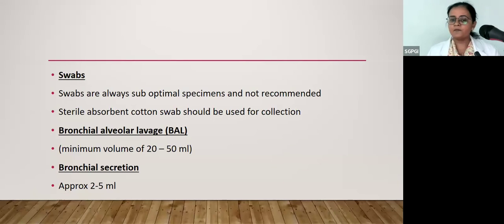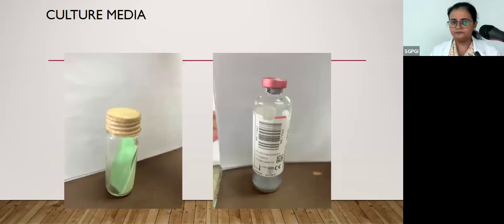Swabs are always suboptimal specimens and not recommended. A sterile absorbent cotton swab should be used for the collection. Bronchoalveolar lavage should have a minimum volume of 20 to 50 ml, and bronchial aspiration is for 2 to 5 ml.